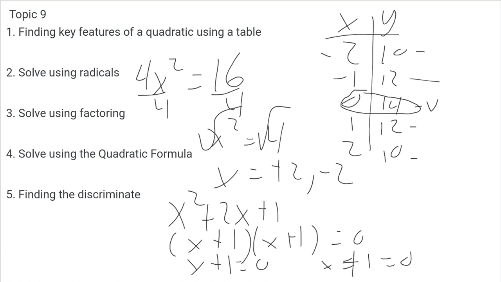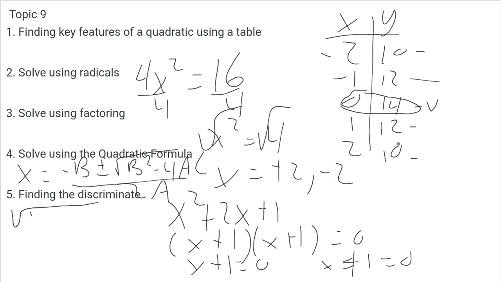Quadratic formula is our x is equal to negative b plus or minus square root of b squared minus 4ac, all over 2a. And our discriminant is just this portion right here. And then if we got a positive answer, that meant 2 solutions. Exactly 0, 1 solution, and then negative means no solutions.